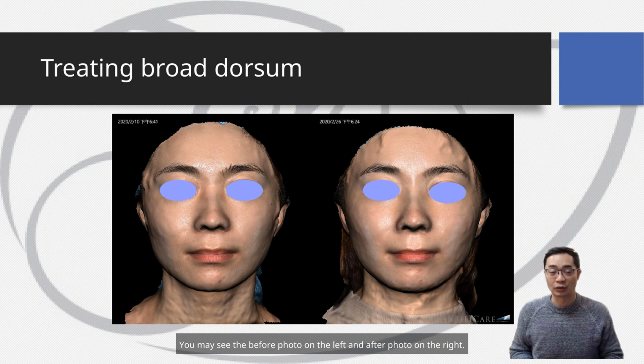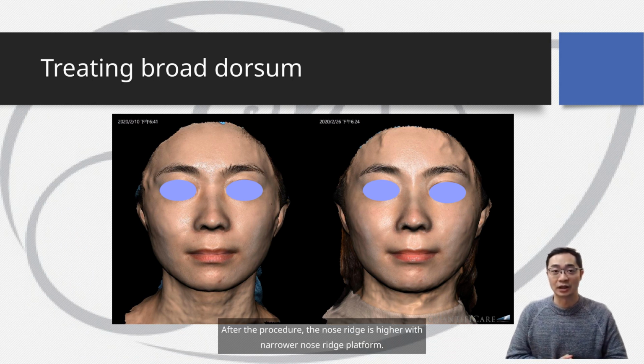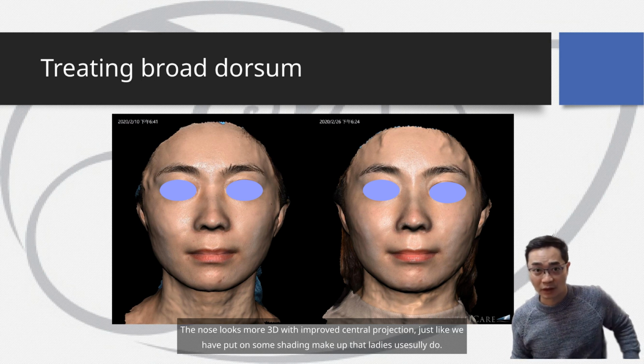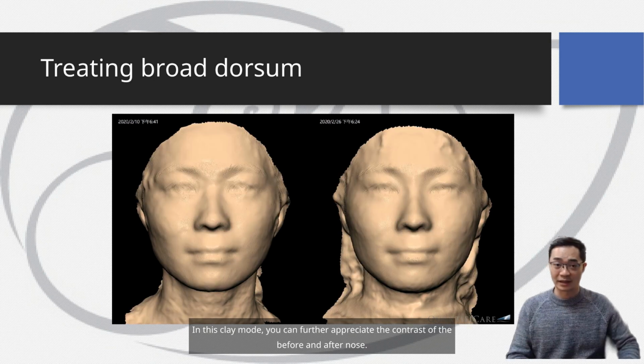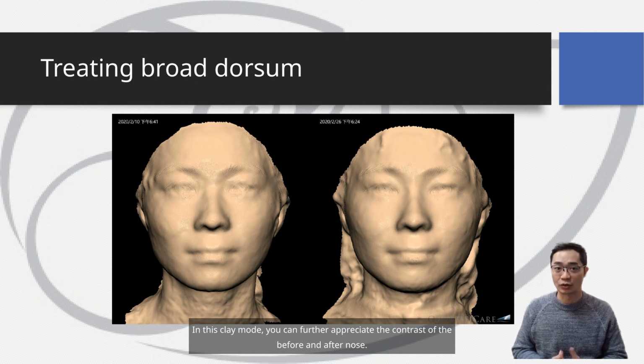You may see the before photo on the left and after photo on the right. After the procedure, the nose ridge is higher with a narrower nose ridge platform. The nose looks more 3D with improved central projection, just like we have put on some shading makeup that ladies usually do. In this clay mode, you can further appreciate the contrast of the before and after nose.